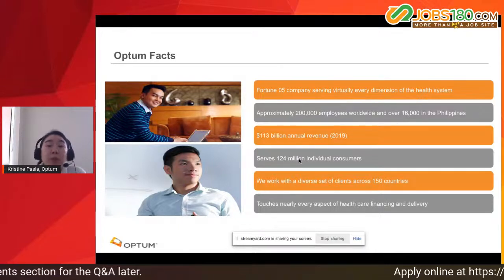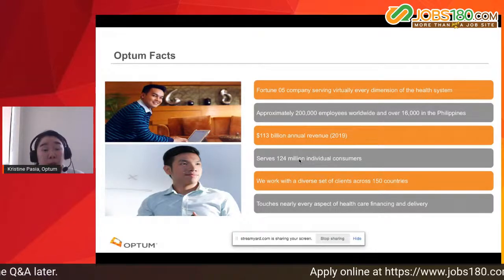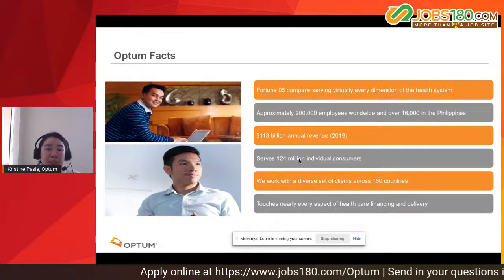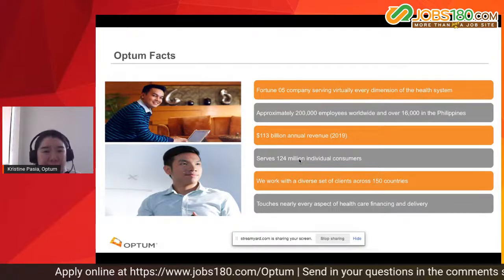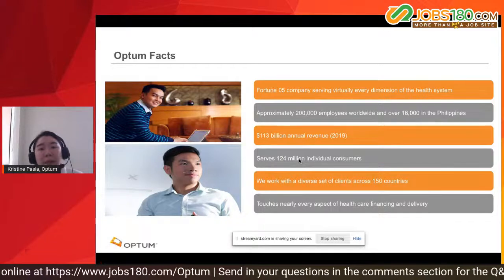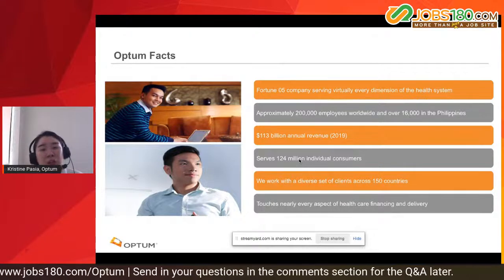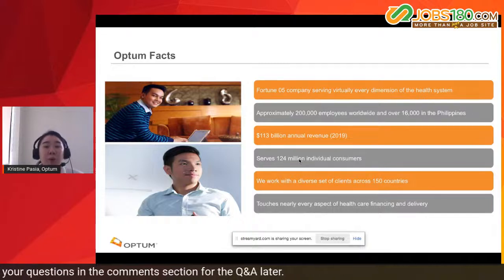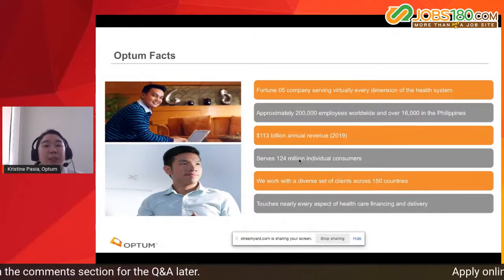We have approximately 200,000 employees around the world. In the Philippines specifically, we're already over 16,000 employees, and we're growing very quickly. Locally, you can compare us to your local healthcare insurance companies like IntelliCare or MaxiCare, but we're definitely much bigger in scale in the global systems.